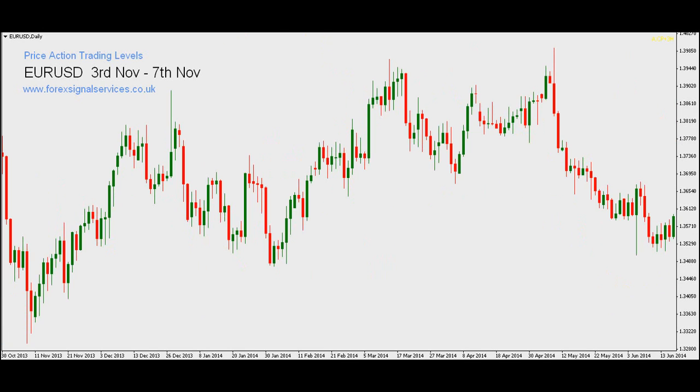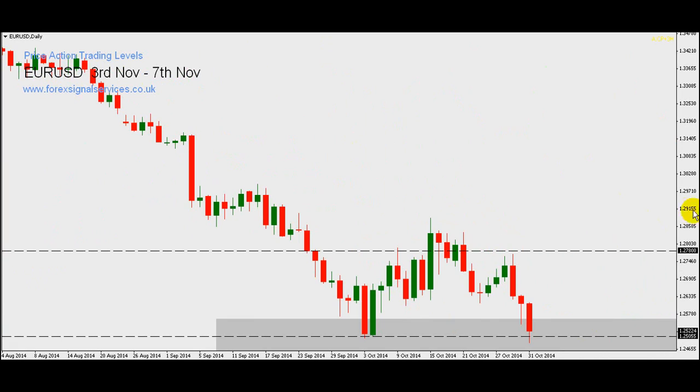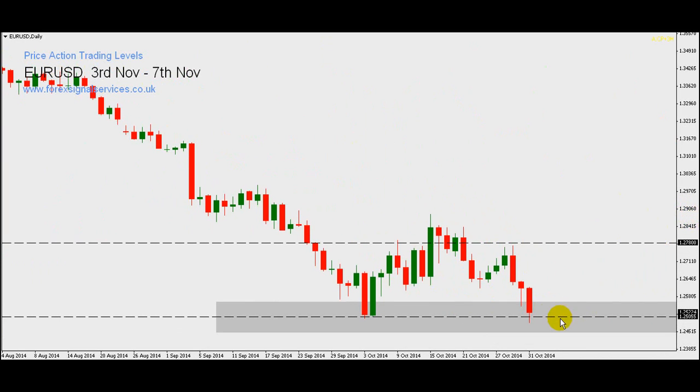So let's just zoom back in. Our level, we're at it now, 125.055, looking for a bullish candlestick, and our sell level 127.80 on EURUSD.